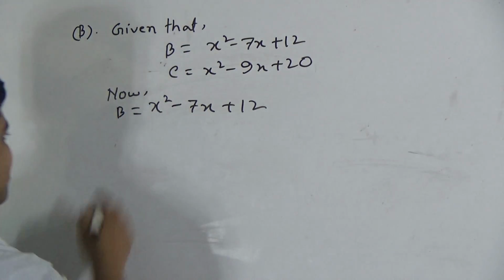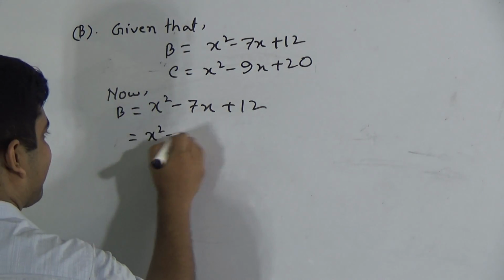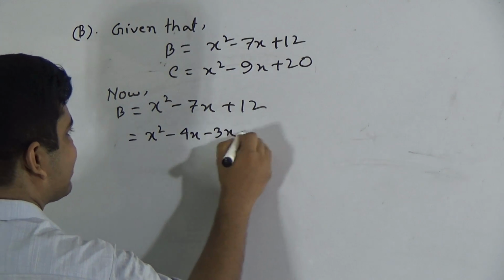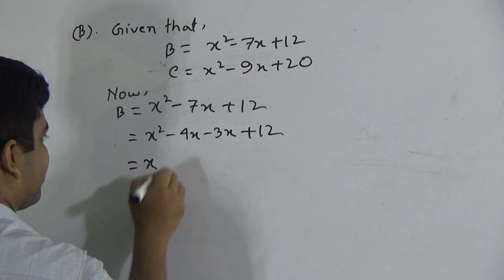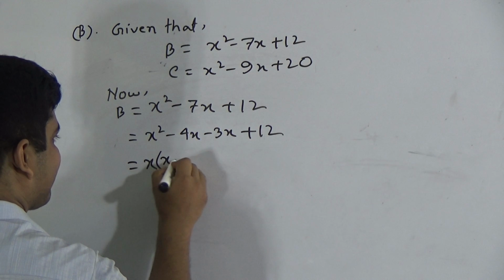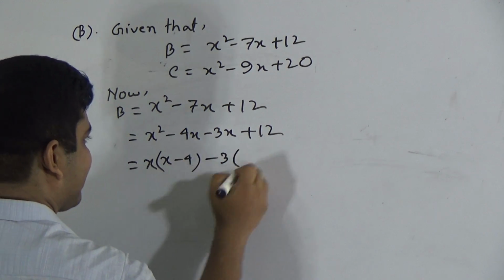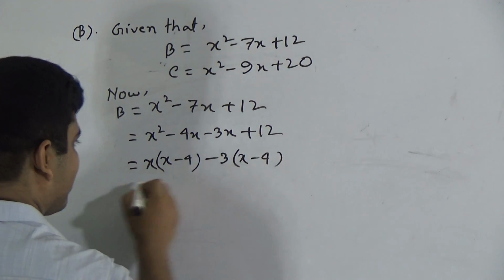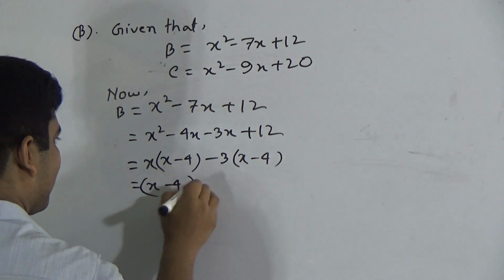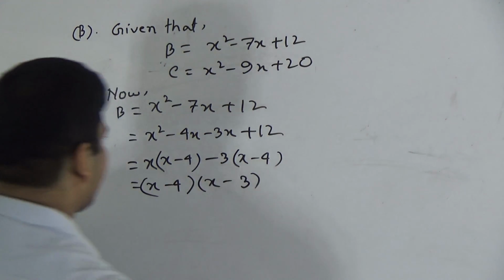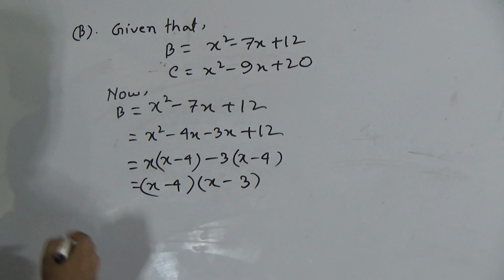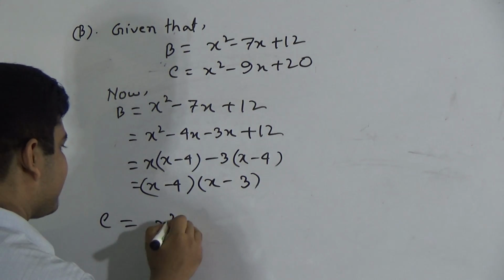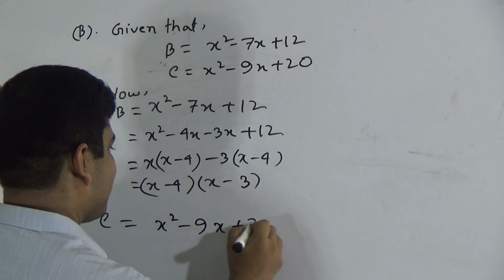So 3 and 4 are the factors. So x square minus 4x minus 3x plus 12. First of all we take x common and left x minus 4, and minus 3 common, left x minus 4. So x minus 4 common and here left x minus 3. So that is done. Next we do the same work for expression c.